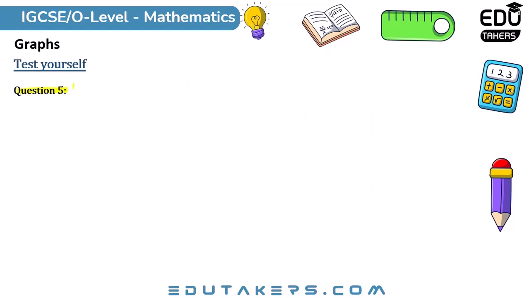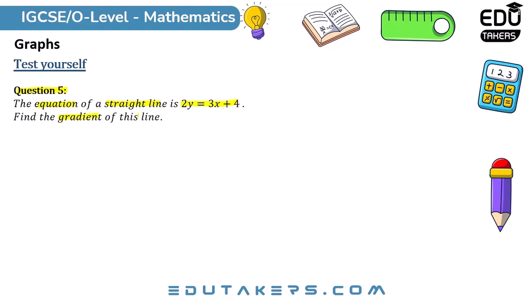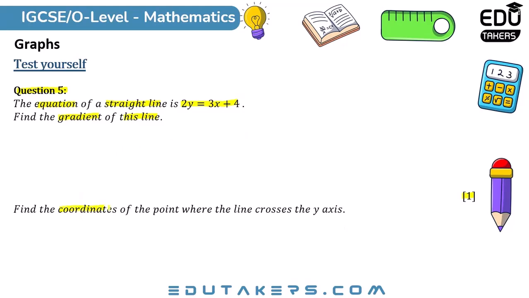Question number 5 is, the equation of a straight line is 2y equals 3x plus 4. Find the gradient of this line. It's a 1-mark question. Find the coordinates of the point where the line crosses the y-axis. It's a 1-mark question.